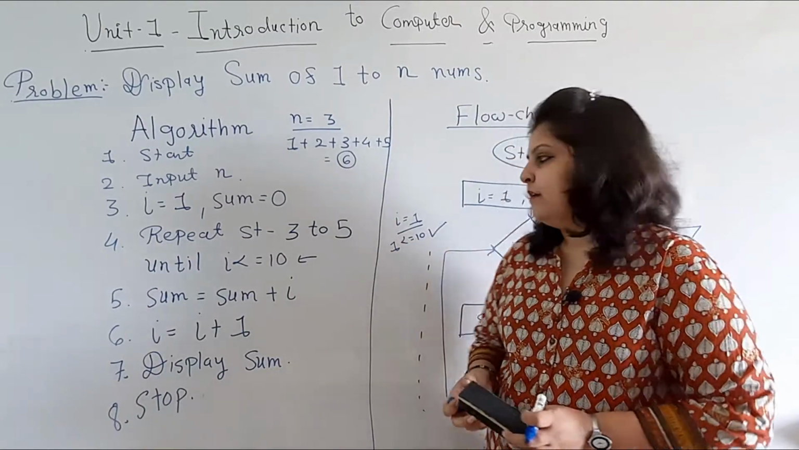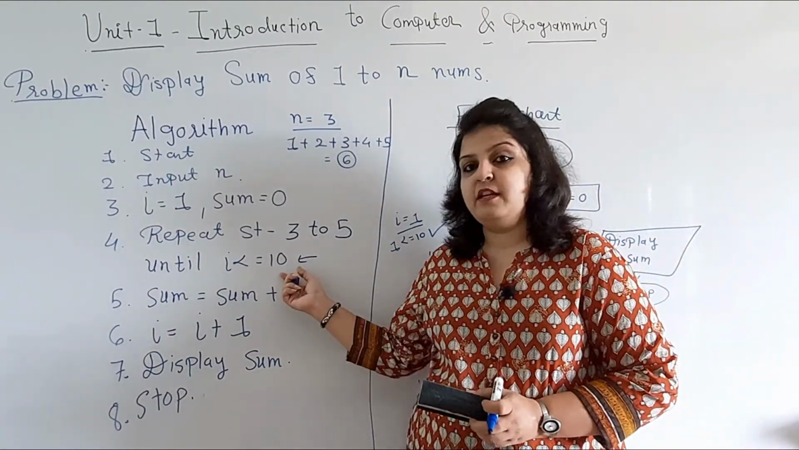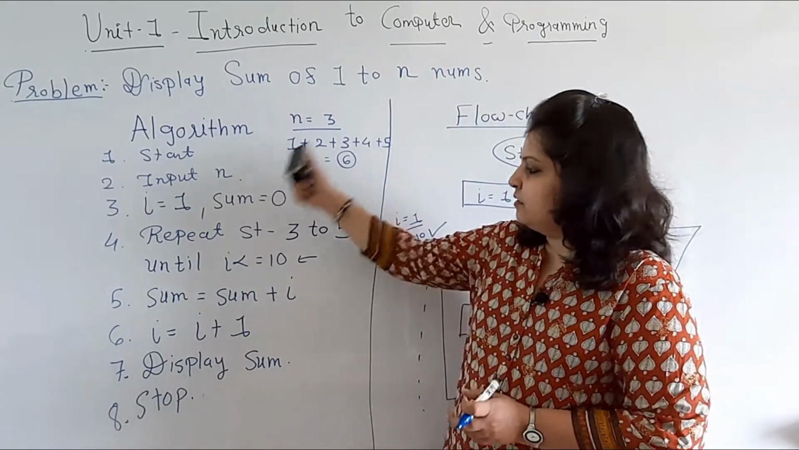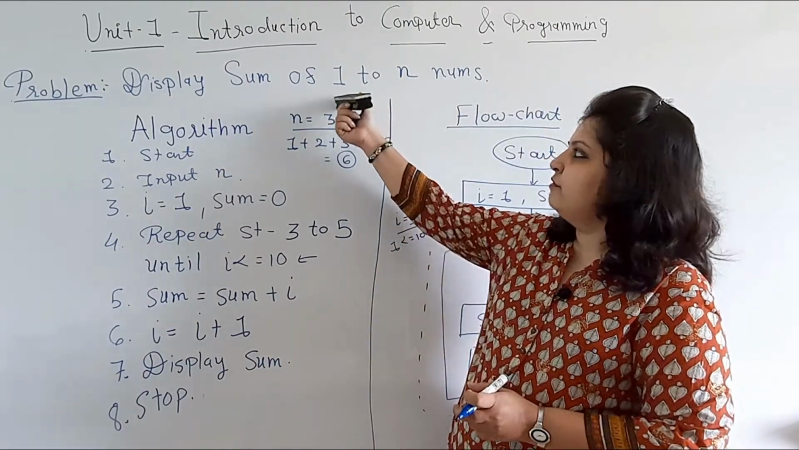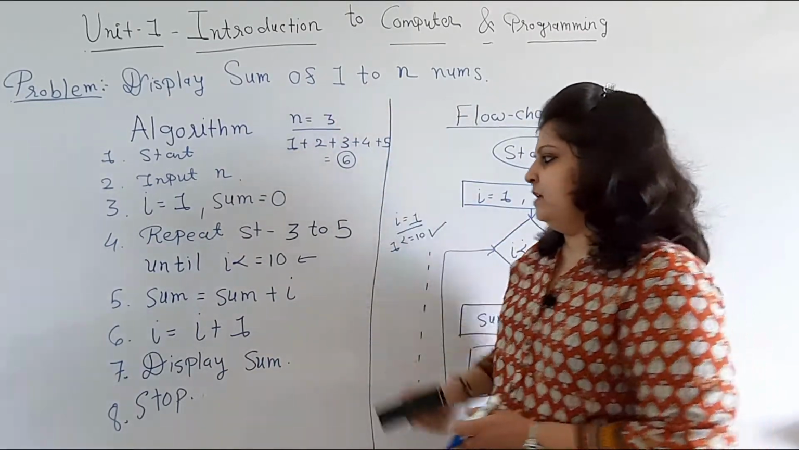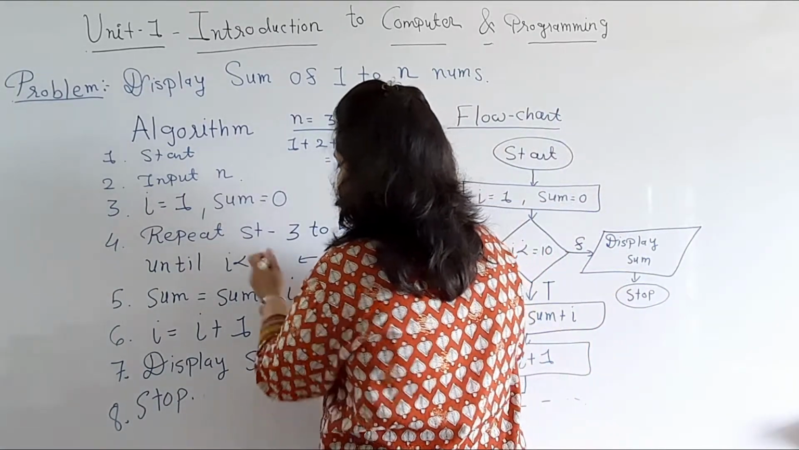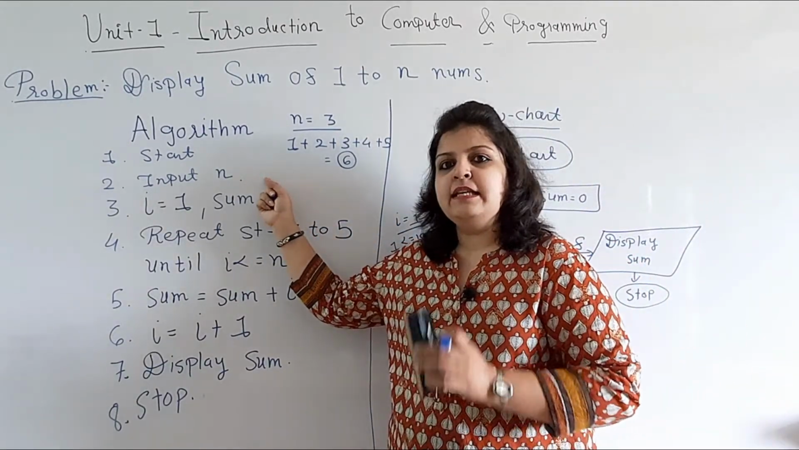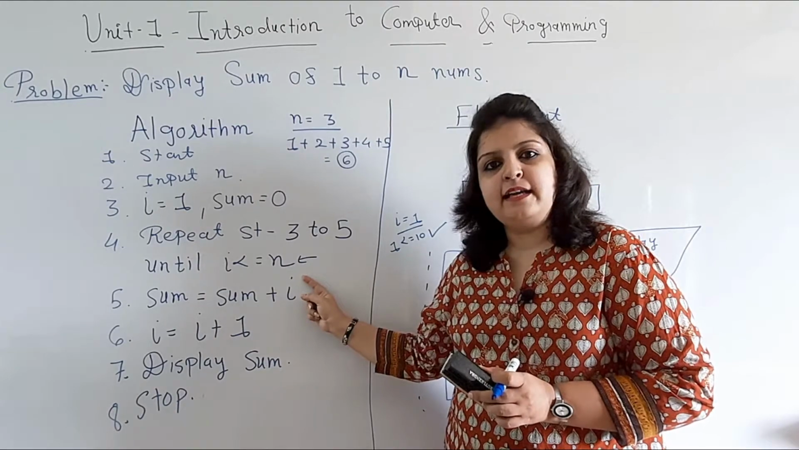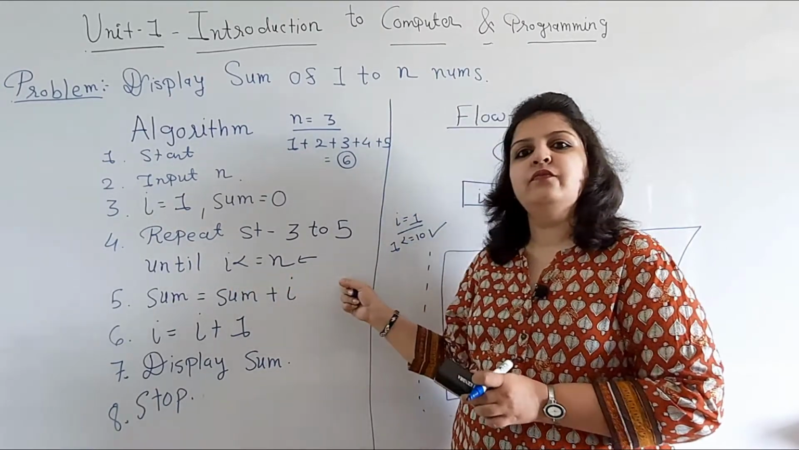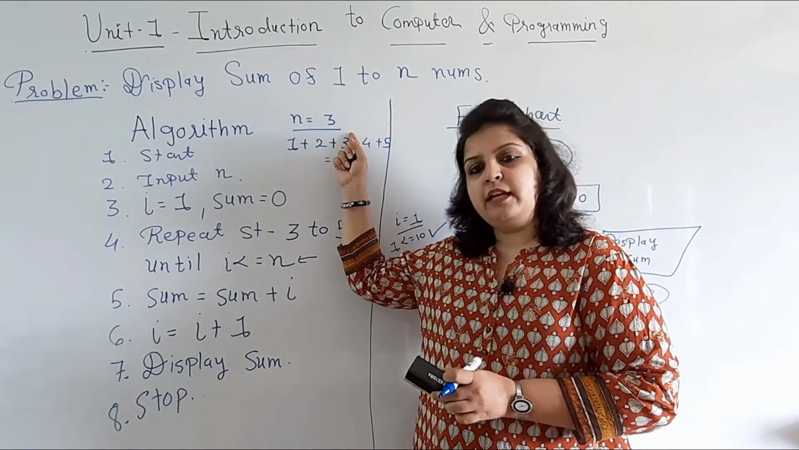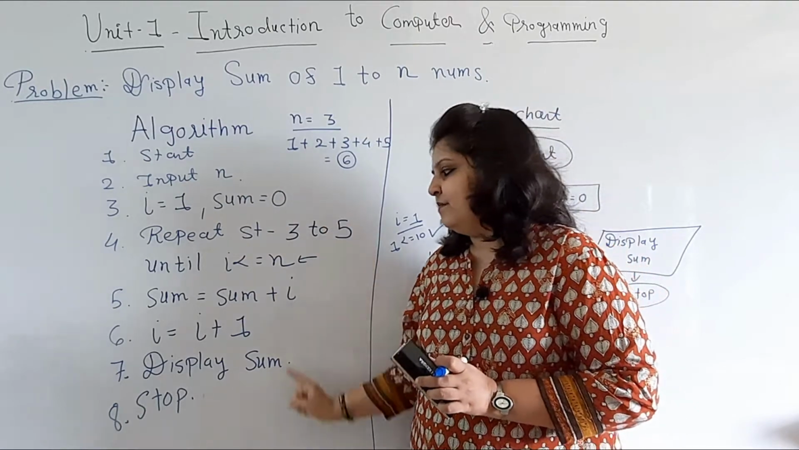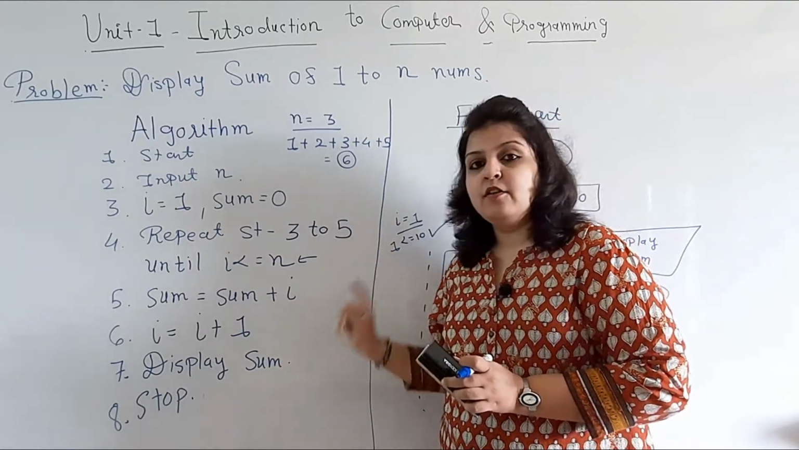No. Why? Because we have to change our termination condition also. Here I am writing I less or equal to 10, but now 10 is not needed because we have to do the sum of 1 to n. So simply replace the 10 with n. When you enter the value of n as 5, it will automatically take the condition I less or equal to 5. If you enter n is equal to 3, then the condition will be I less or equal to 3. So this is the modification in the same algorithm.